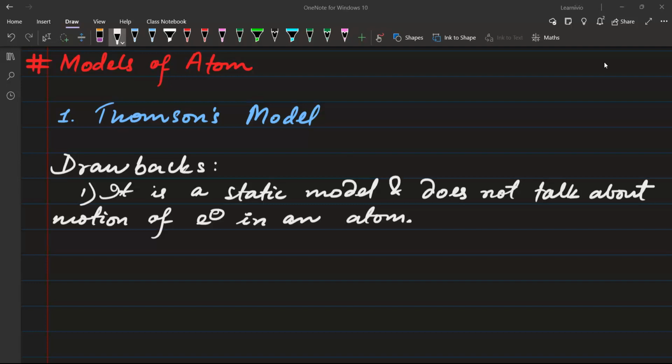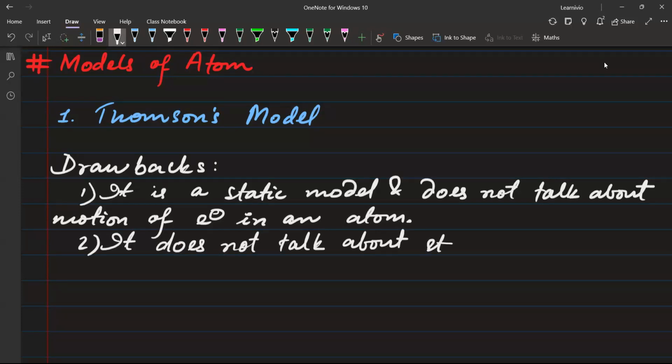So it is a static model and does not talk about the motion of electron, because the motion of electron was discovered later on, and that is why we said that Thomson did not discuss that. The second point is that it does not talk about the stability of the atom. How the atom is stabilized with positive and negative charges, it did not talk about the stability.